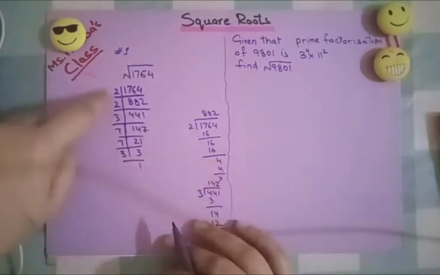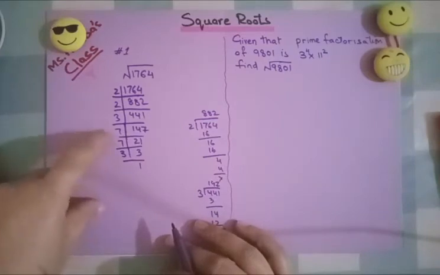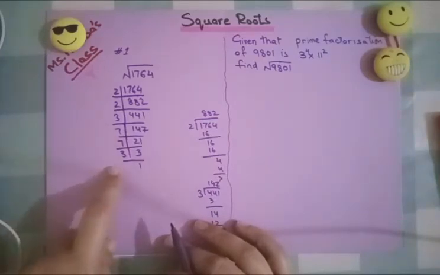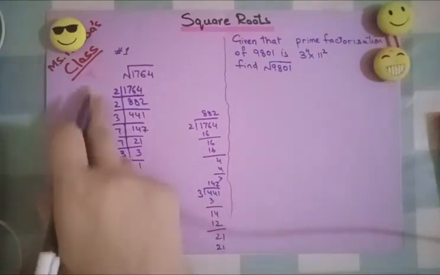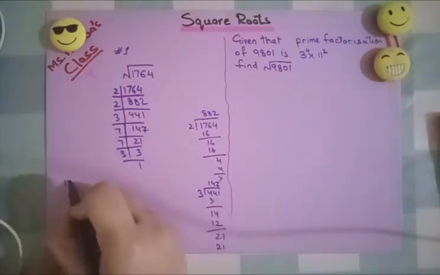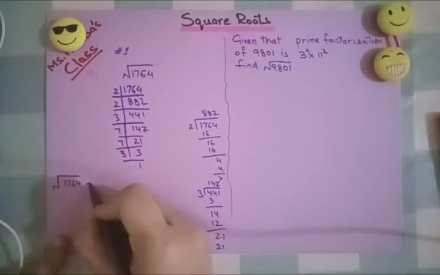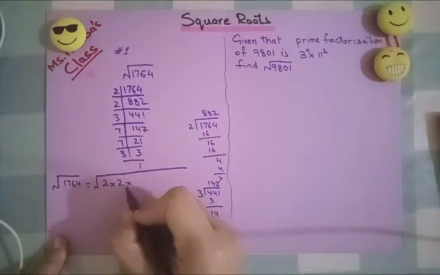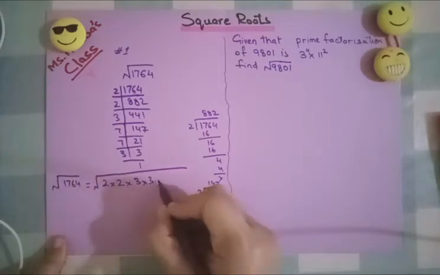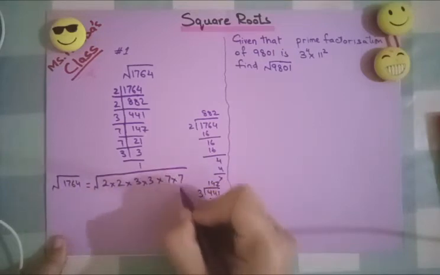Now these are not arranged, as I have taken 7 before 3, but it's no problem. I can arrange it right now. If I write all the prime factors of 1764, it equals 2 into 2 into 3 into 3 into 7 into 7.